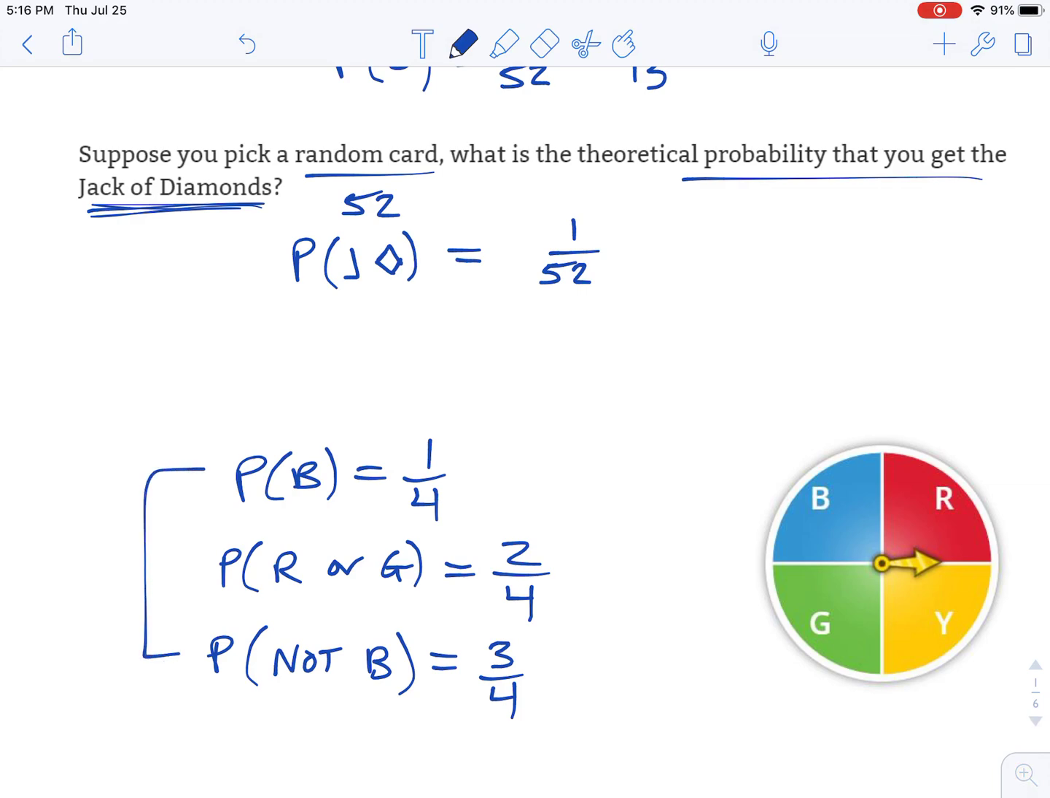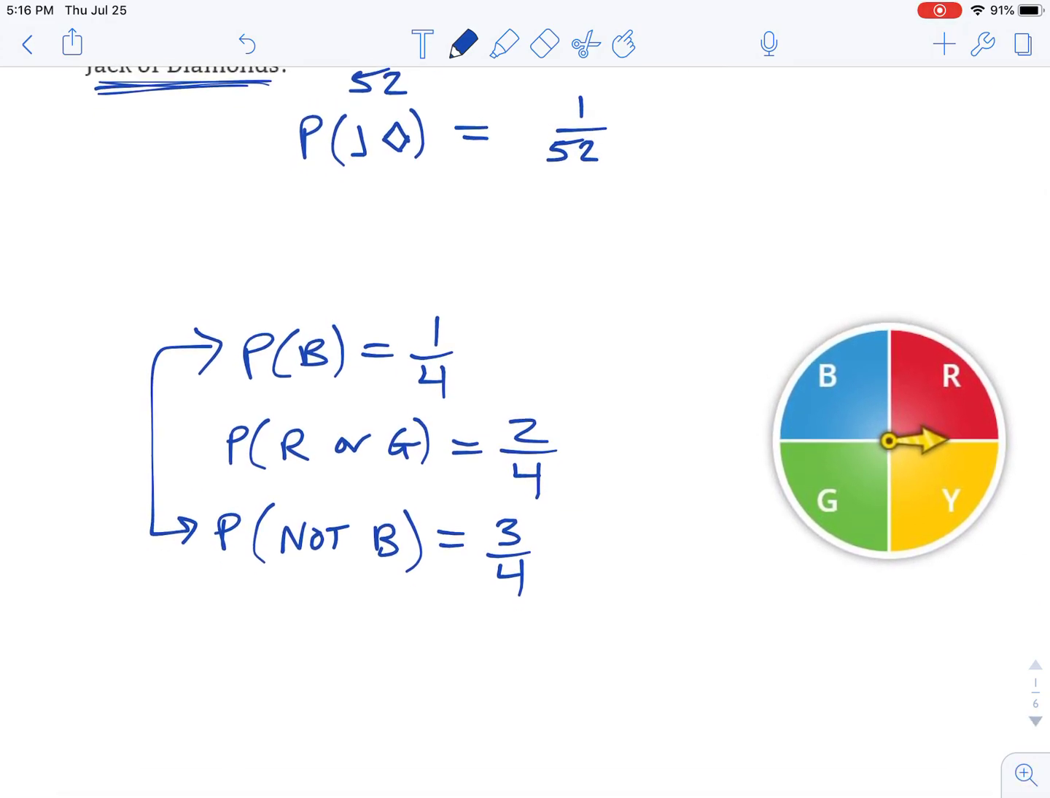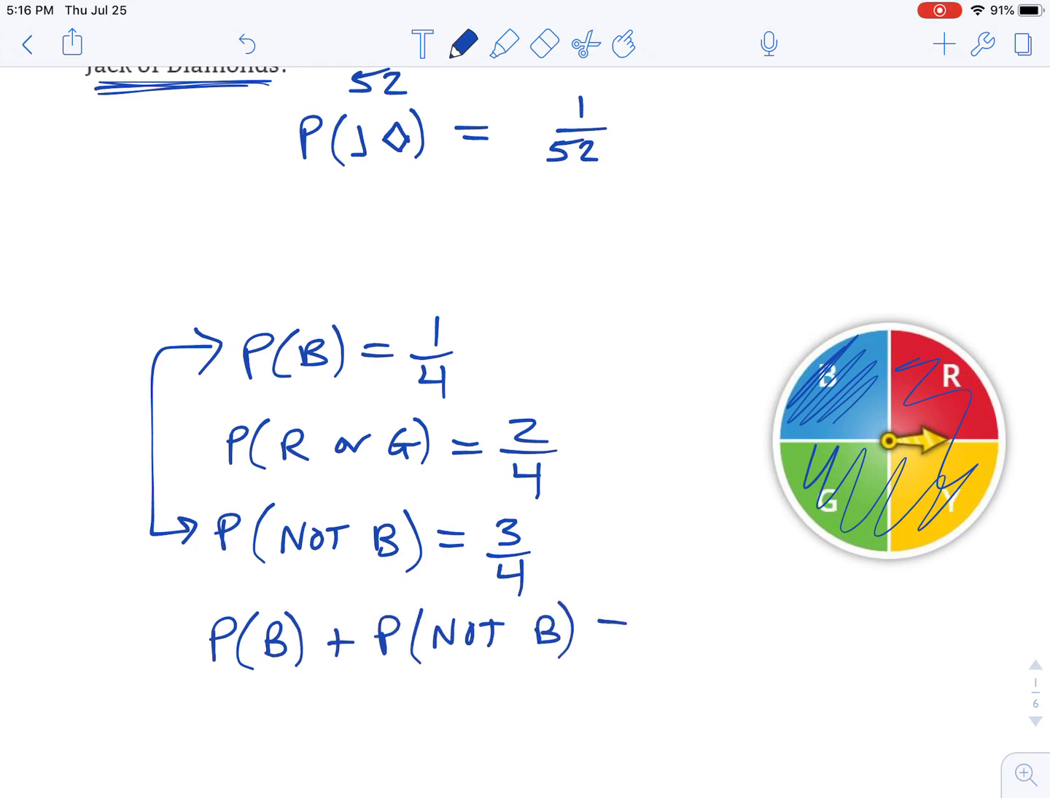Now, probability of blue and probability of not blue have to always add up to 1 because there's no way I could get something different than blue or not blue. Either it is blue and it's in this section or it's not blue and it's every other section. There is no missing option. It has to be blue or not blue, which is why the probability of blue plus the probability of not blue has to equal 1. And it does. 1/4 plus 3/4 equals 4/4, which is 1. So that'll always be true.